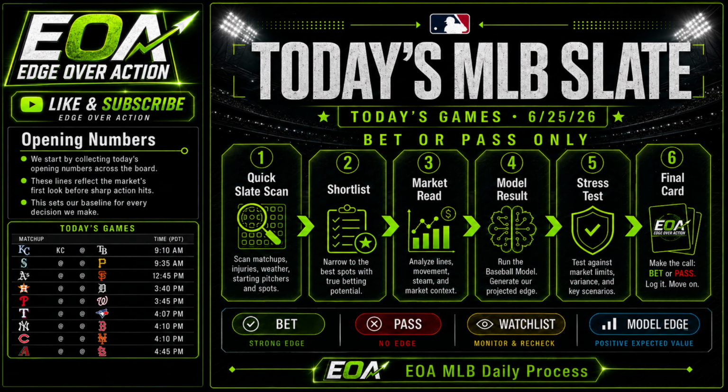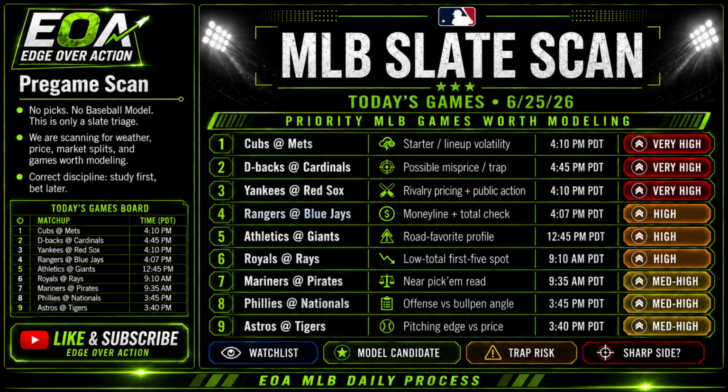So here it is. Let's get into today's board. All right, guys, now let's get into today's MLB slate with our pregame scan. First one that came up was Cubs at Mets. The Cubs just swept the Mets in a doubleheader, so this is a momentum versus market trap spot. We just need to know whether the market is overreacting to the Cubs or the Mets are just justifiably being faded, which I think they're being faded. The Mets suck. That's just my opinion. So we'll put it to the stress test and we'll find out.